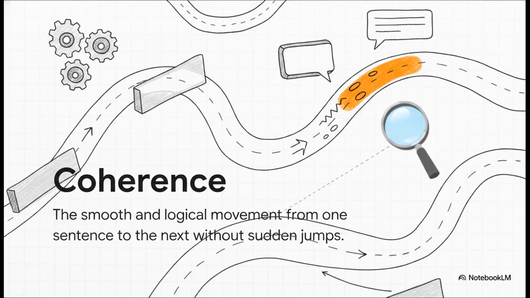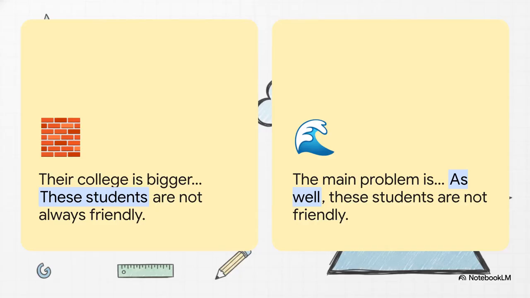It guarantees the smooth and logical movement from one sentence to the very next, entirely eliminating any sudden, jerky jumps in thought. If unity ensures you're on the right road, coherence ensures your reader has a remarkably smooth ride, completely free from jarring leaps or mental potholes. Let me illustrate the massive difference coherence makes.